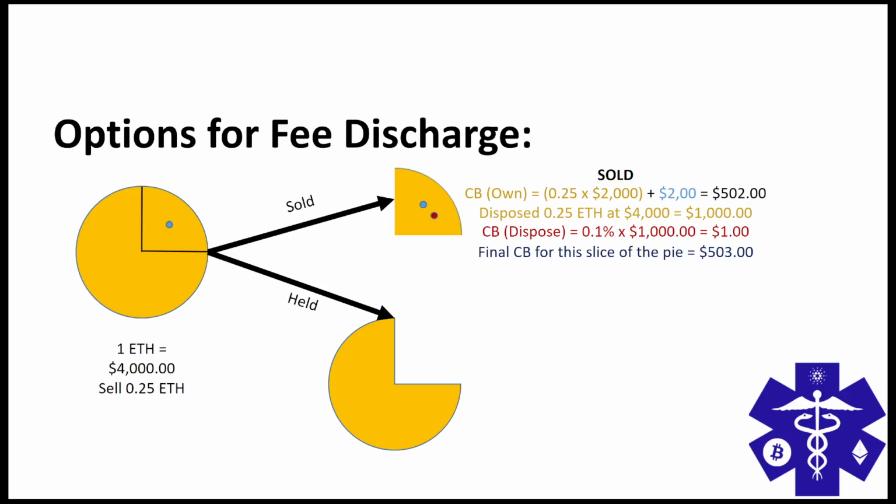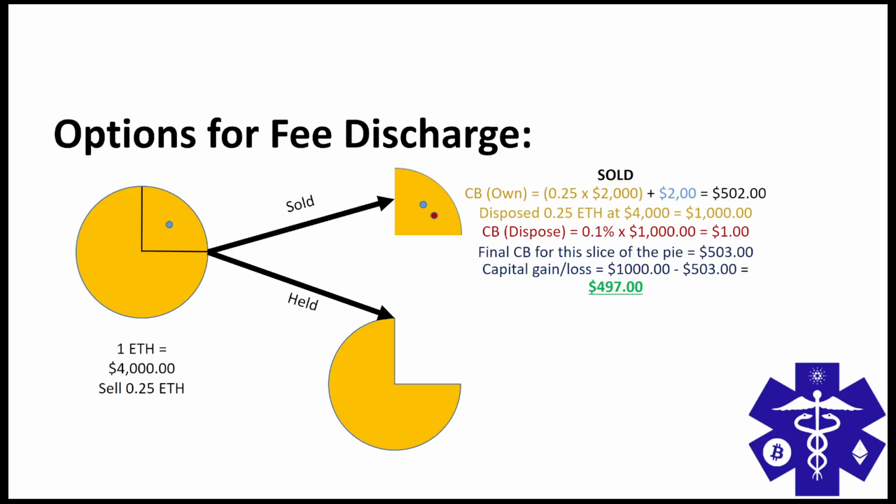From the blue dot, which is worth $2. And that was when I bought the 1 ETH. And the red dot, which is worth $1. And that's when I sold this quarter of an ETH. So now my capital gain or loss is $1,000 minus $503, and that equals $497 of capital gains represented in green.